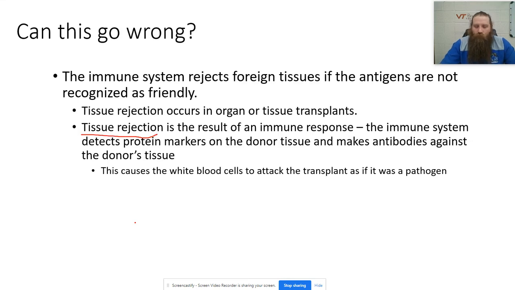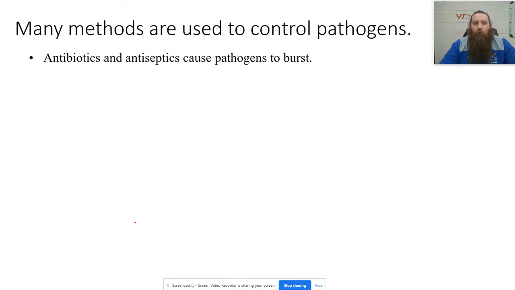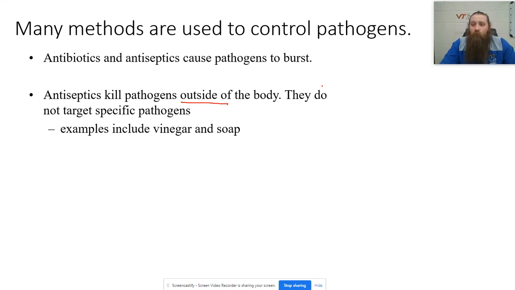Basically, it causes the immune system to treat the transplant like it was a pathogen. Now, there are a lot of different ways we control pathogens. We can use antibiotics and we can use antiseptics. They both cause pathogens to burst. Antiseptics are used to kill the pathogens outside of the body. They do not target a specific pathogen. An antiseptic just sterilizes an area. Vinegar and soap are both good examples of this. So is hydrogen peroxide.